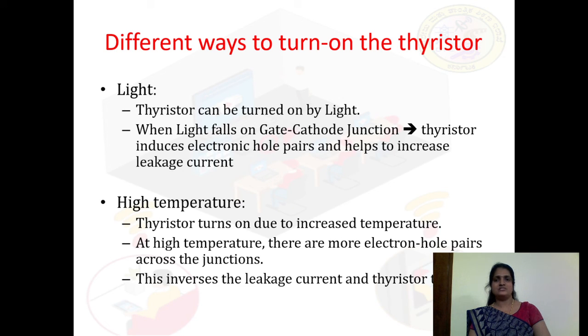And one more is light. A thyristor can be turned on by light, and when light falls on the gate cathode junction, it induces electron hole pairs and helps to increase the leakage current. And the next one is by providing high temperature. Thyristors can be turned on by increasing the temperature. At high temperature, there will be more electron hole pairs across the junction. This increases the leakage current and the thyristor will enter the on condition.